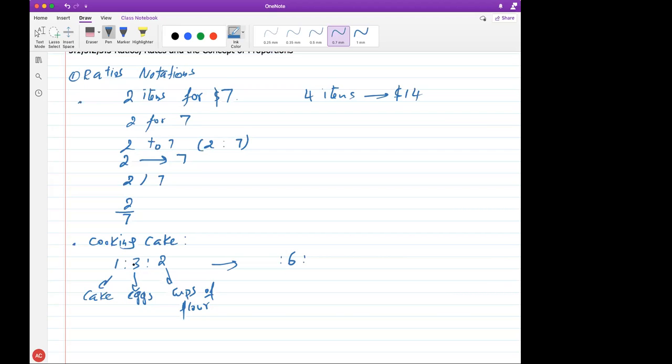Exactly. So these are eggs. If we have 6, looks like we double the number of eggs. So we're going to have to double the other ingredients. So automatically, it's going to be 2. You have to adjust these as well, and adjust that. Double this, it will be 4.